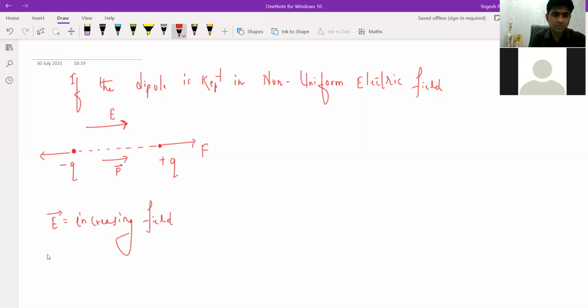Yes. So what will be the direction of net field? This is the direction of increasing field, that is towards right. Force acting on minus q charge is towards left. Force acting on plus q charge is towards right. Now, if I ask you what will be the direction of net force, what you will say? In which direction will the net force act? What will be the direction of net force?